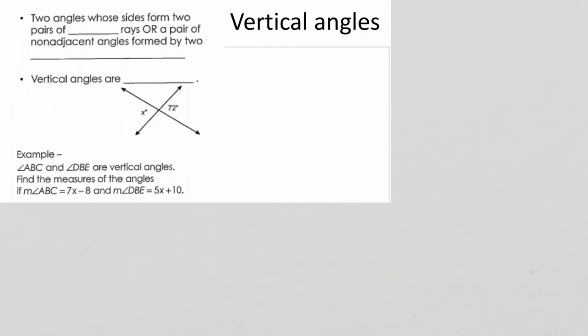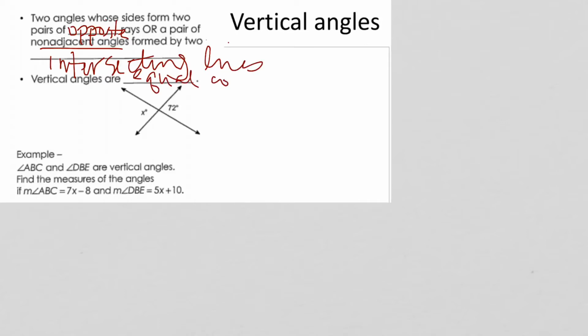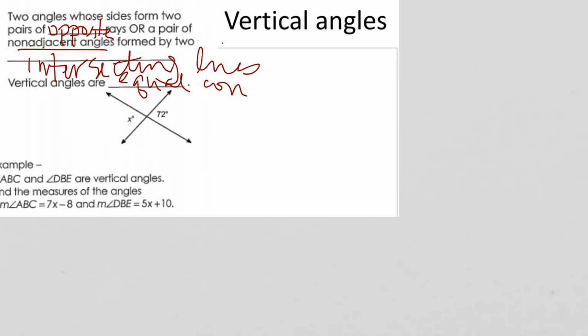Okay, another relationship for angles is something called vertical angles. You could think of it as one of two different definitions. Two angles whose sides form two pairs of opposite rays, or a pair of non-adjacent angles formed by two intersecting lines. Vertical angles are equal. They are congruent. One thing I like to tell students is that vertical angles are opposite of each other. So this 72 degrees is vertical to this one over here, which is 72 degrees.